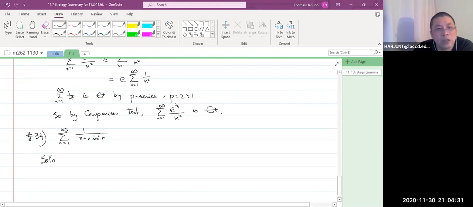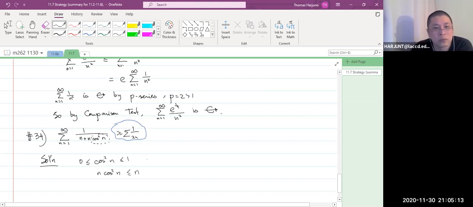I want to say that this is actually at most 1, at least 0, right? So this will be bounded below by the series of 1 over 2n. That's what I want to say. Okay, the one I circled in blue here is the idea. Now don't do that in your test. In your test, you do such things, the idea on your scratch paper. So cosine squared n is at least 0, at most 1. Now n times that will be at most n. Right? Multiply by n, and then plus n.